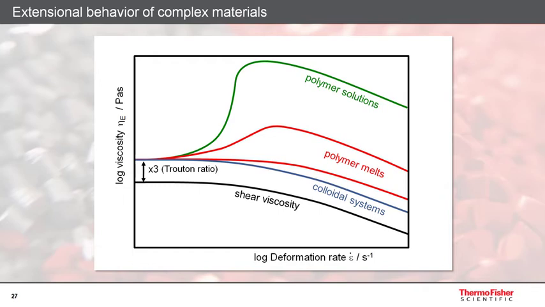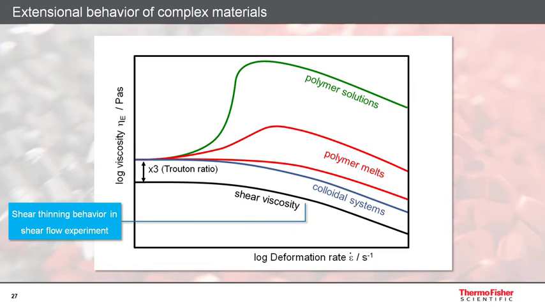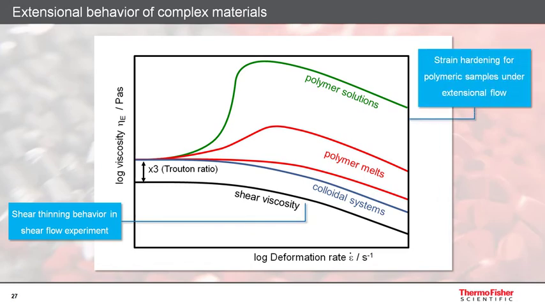At low shear rates as well as low extensional deformation rates, polymeric materials show a Newtonian behavior. The relationship between extensional and shear viscosity is described by the so-called Trouton ratio, which is, in case of uniaxial extensional deformation, 3. This means that the extensional viscosity for the same sample is 3 times higher than the shear viscosity. Once a critical deformation rate is reached, polymeric materials show a thinning behavior under shear flow, but exhibit strain hardening under extensional flow.